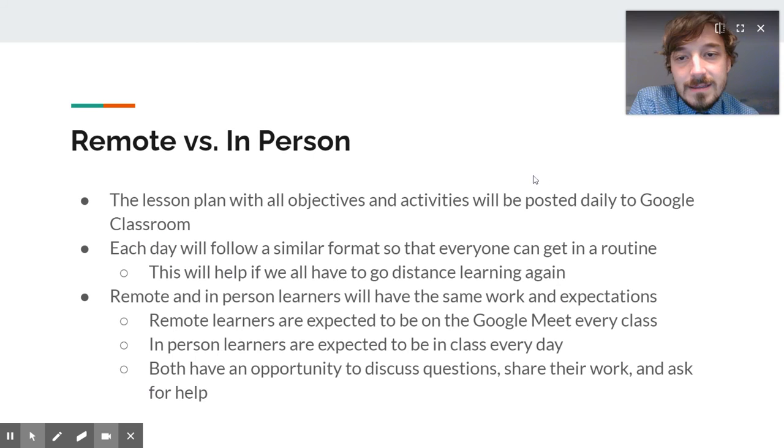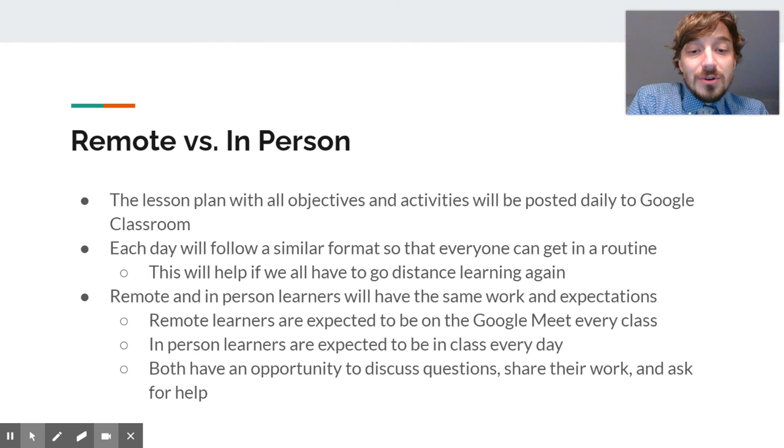As far as remote versus in-person learning, I work very hard to make sure that there is as little difference as possible. So the lesson plan with all the objectives and activities is posted daily to the Google Classroom. And each day we follow a similar format so that everybody can get in a routine. So students at home or in person kind of know the steps that we're going to take. And that way, if we ever do have to go distance learning again, or if a student needs to stay home, they are more comfortable with what they're going to be expected to do.